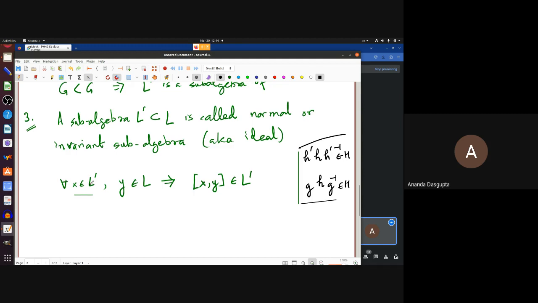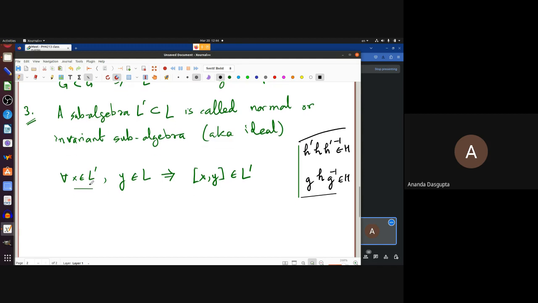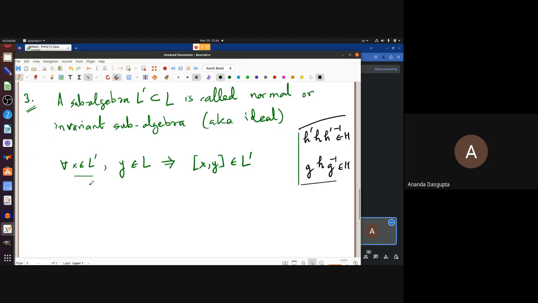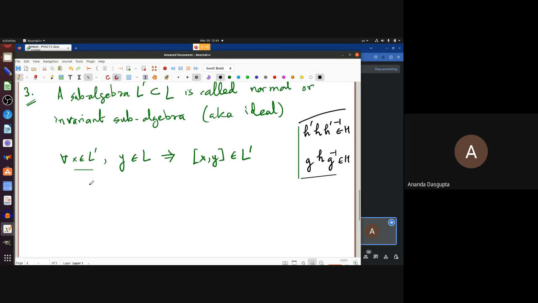Any questions? Okay, yes, go ahead. So the conjugation operation and this Lie bracket operation are the same here, right? Not the same. Right at this stage, the conjugation operation is something you do on groups. The bracket is something you do on an algebra. They are two entirely different operations.